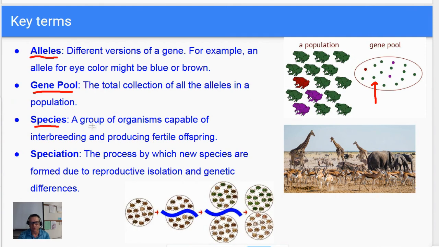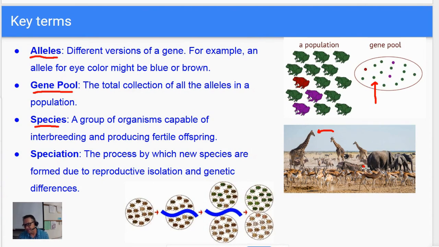Species. This is a group of organisms that are capable of interbreeding and produce fertile offspring. Basically, they're able to have babies. So, for example, these giraffes here, this giraffe, this guy, and this guy, they're all members of the same species because two giraffes can come together and have a baby giraffe, and that baby giraffe can also go ahead and have baby giraffes of its own.